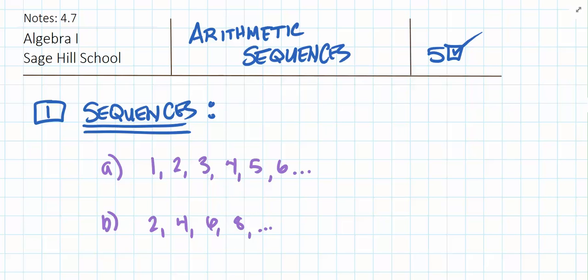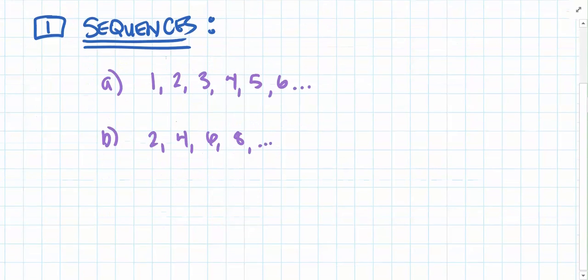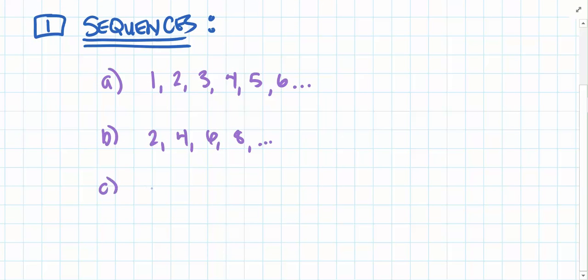That's another sequence of numbers, right? I can give you another sequence. I could give you 2.5, 5, 10, 20, dot dot dot, going on and on and on.